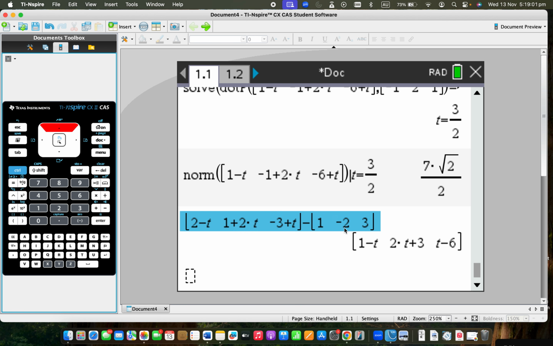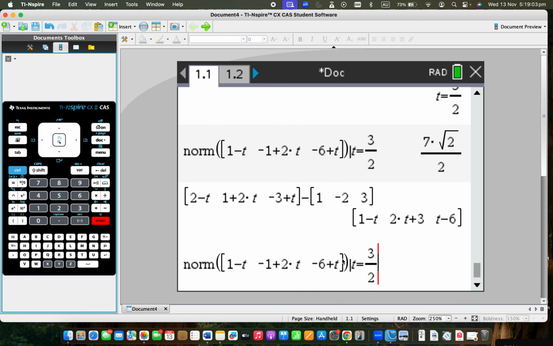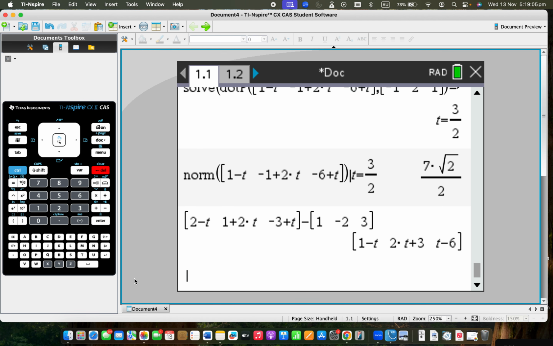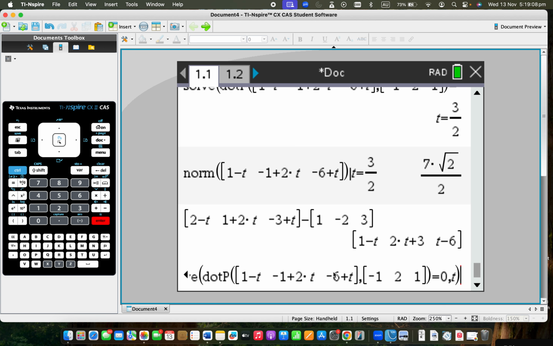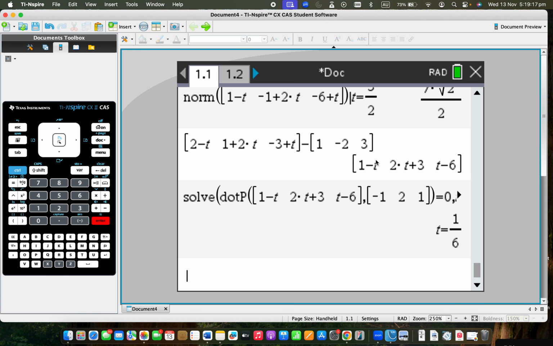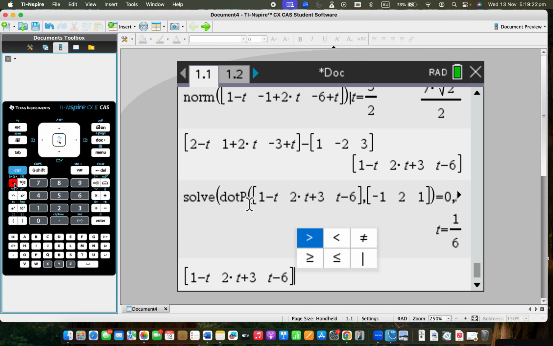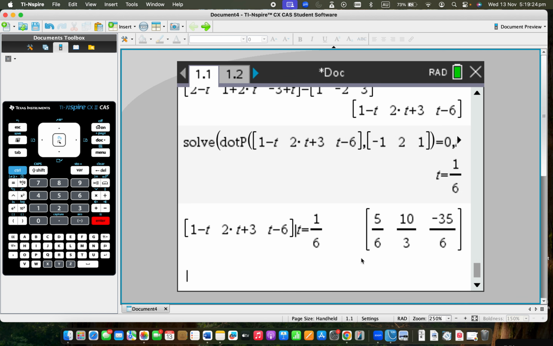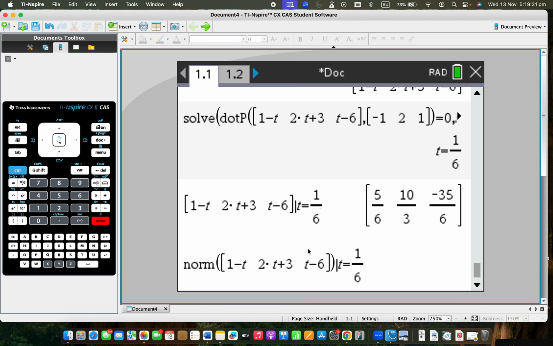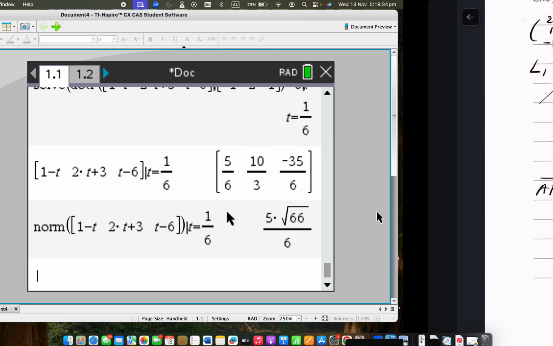Now, the norm, oh wait, we've got to do the solve first. So the dot product of this, but the correct one, t is 1/6, and then this, when t is 1/6, the norm of that.